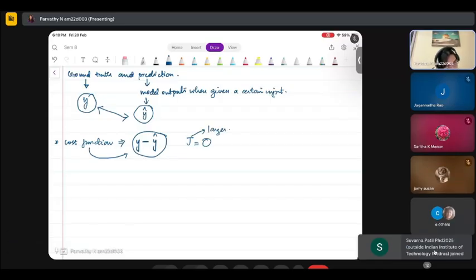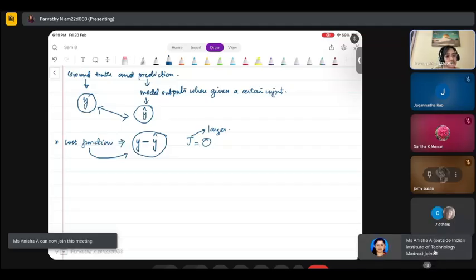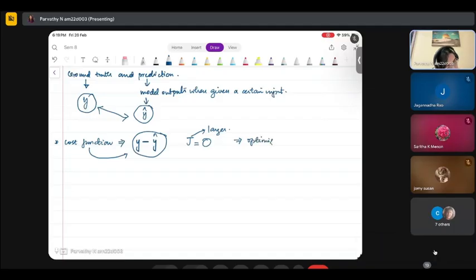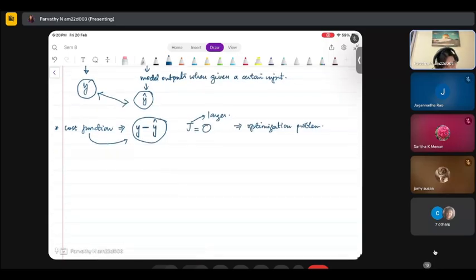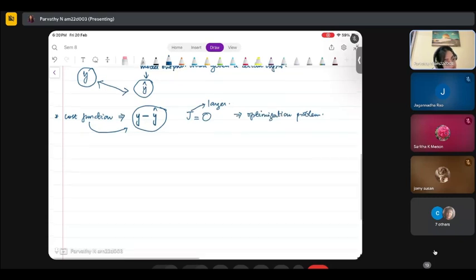So learning is mainly becoming an optimization problem. You are trying to reduce the discrepancy between the ground truth and the prediction. And that is how you determine that your weights are good or bad. So then it becomes an optimization problem, that is, find the weights that minimize your cost function.